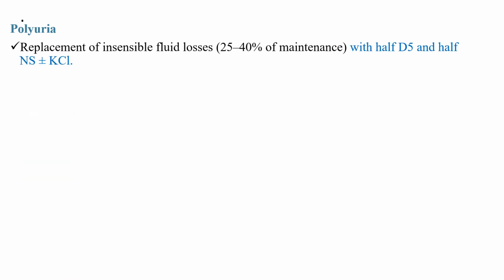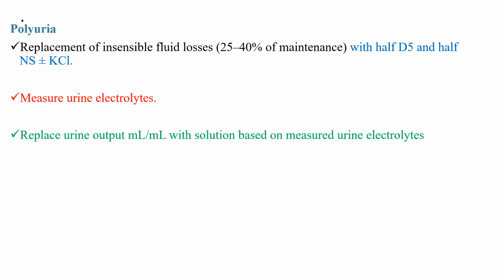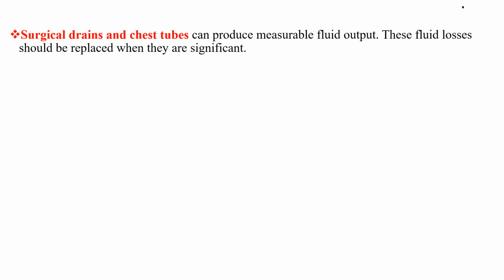In polyuria, insensible fluid loss is replaced with half D5 and half NS with or without KCl. We should measure urine electrolytes and replace urine output ml for ml with a solution based on measured urine electrolytes. Surgical drains and chest tubes can produce measurable fluid output. These fluid losses should be replaced when they are significant.